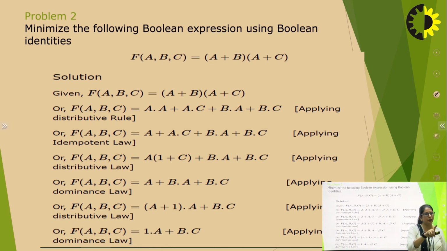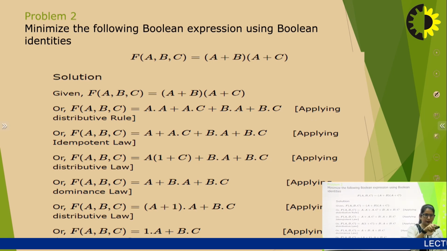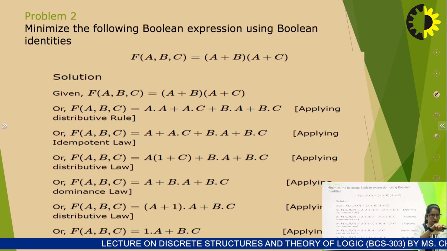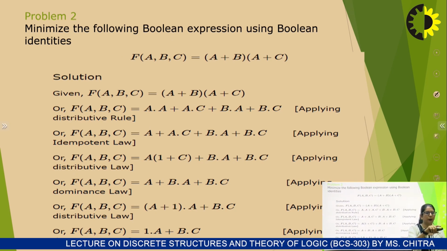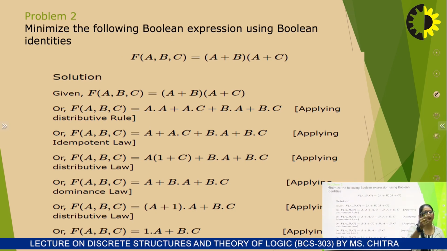We will open this. After opening this, A dot A with the idempotent law, I can write A, A dot C as it is, B dot A as it is, B dot C as it is. From the first two, if we take an A common, what will be left inside? That is 1 plus C. And we know if 1 is added to any variable, then it will be 1. So what we have written here in the lower part: A as it is, BA, then BC.